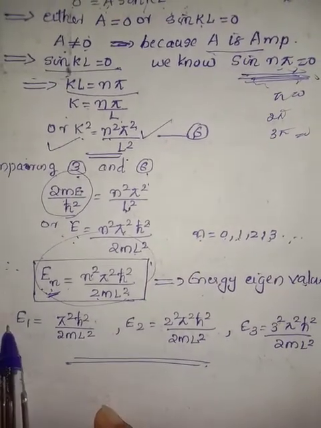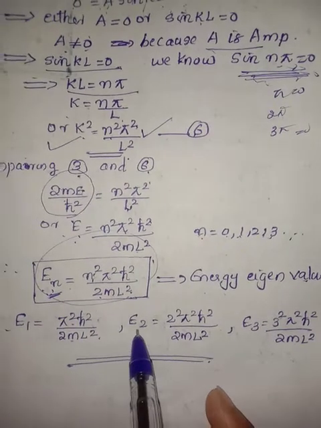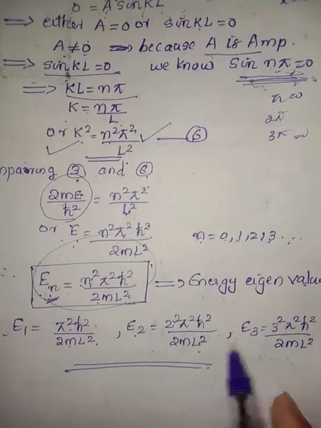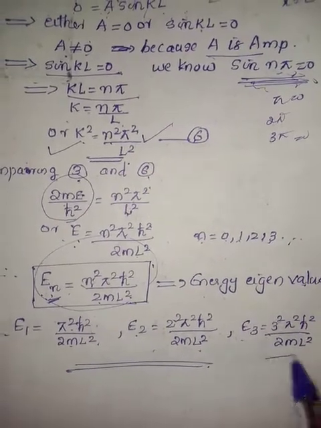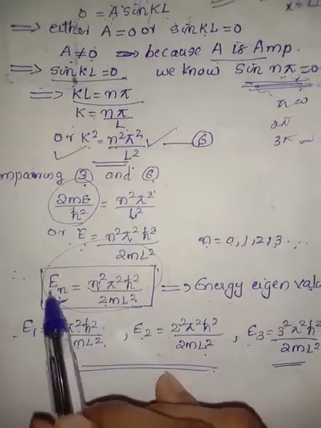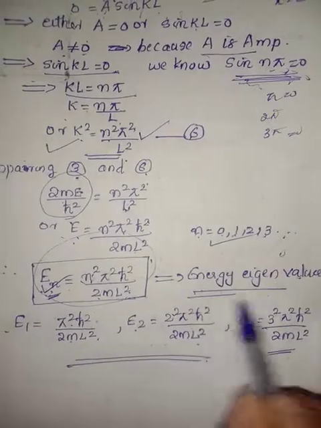E1 can be written as pi square h cut square divided by 2m L square. E2 is equal to 2 square pi square h cut square divided by 2m L square. E3 is equal to 3 square times this value. So we can find different values of energy for different values of n. These are known as energy eigenvalues.